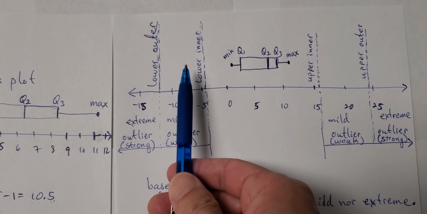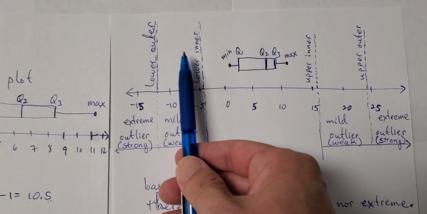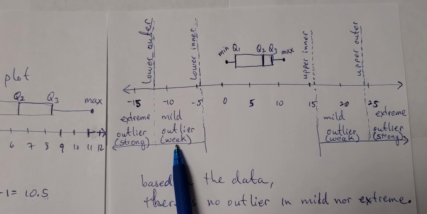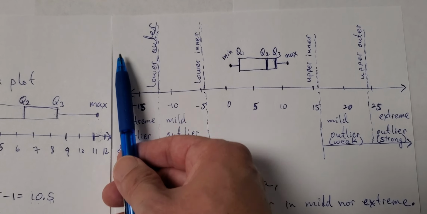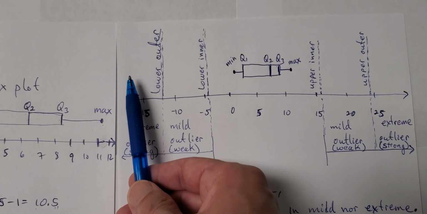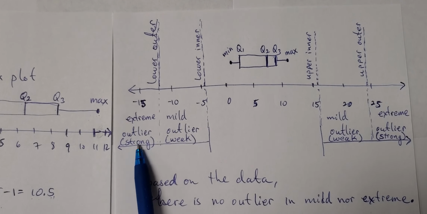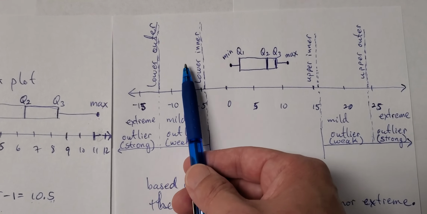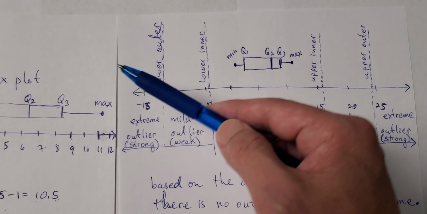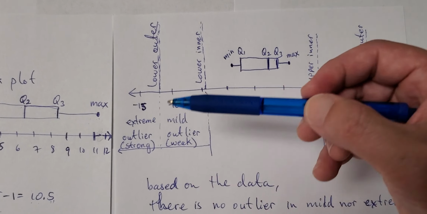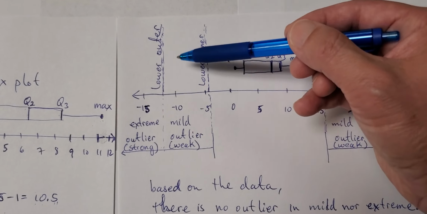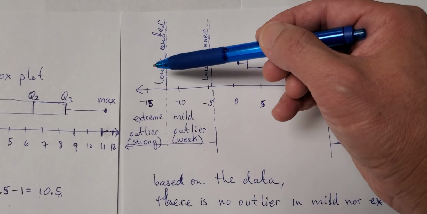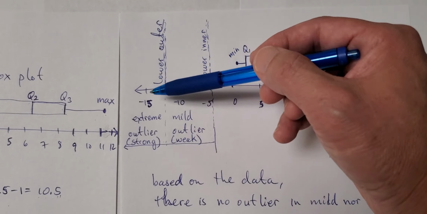Anything that belongs in this area is considered mild or weak outlier. Anything on this side will be considered the strong or the extreme. Okay, so mild or weak, extreme or strong. One more time. This area is considered mild or weak. This area will be considered extreme or strong.